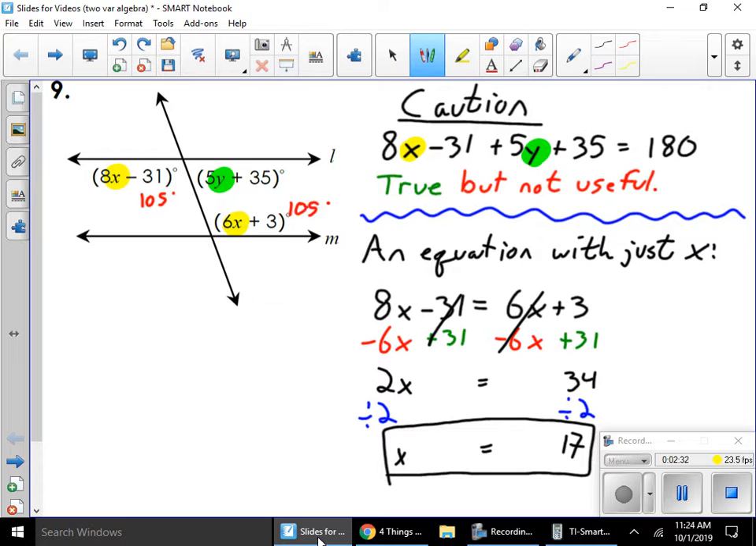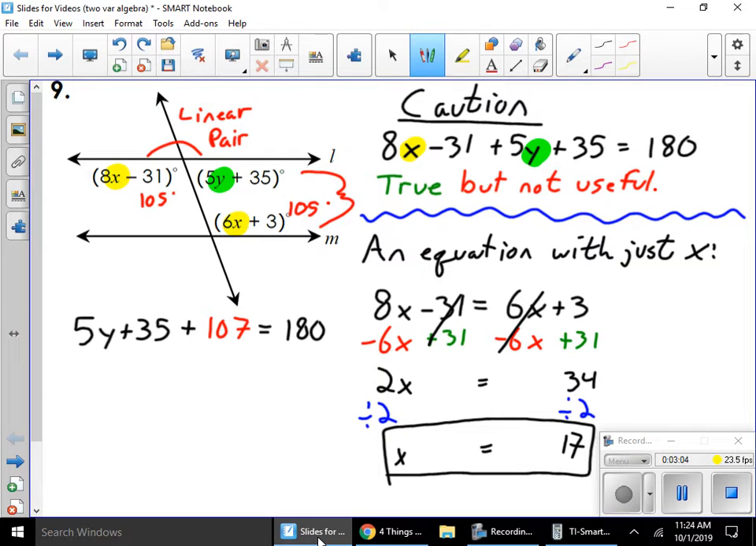Now that I know what that angle equals, now I can set up an equation with y. We have 5y plus 35. And then you have to pick. Do you want to use a linear pair? Do you want to use consecutive interior angles? Yeah, it doesn't actually matter. Either way you slice it, adding those two angles together will get you 180 degrees. Again, you could do a linear pair, which are supplementary, or you could do consecutive interior angles, which are supplementary.